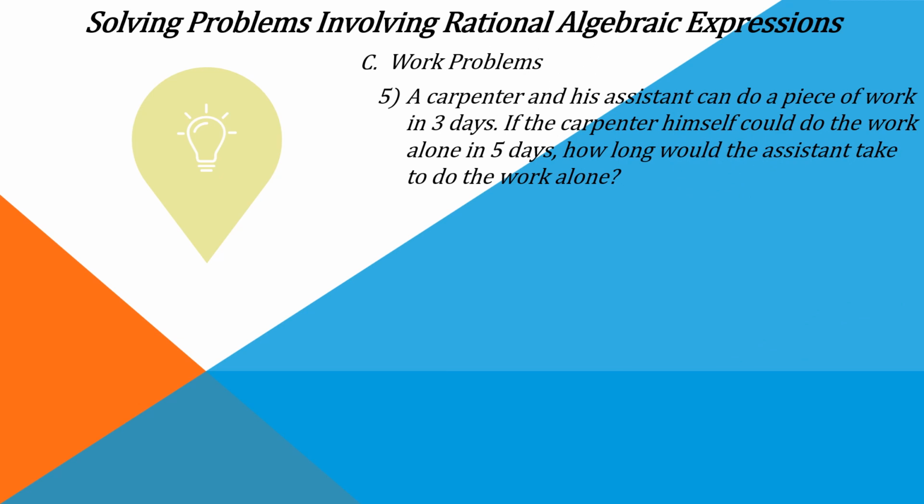Example number 5. A carpenter and his assistant can do a piece of work in 3 days. If the carpenter himself can do the work alone in 5 days, how long would the assistant take to do the work alone? Now, this is again a comparison of the job wherein the carpenter and assistant are working together, and how long it will take if the assistant will do the work alone.